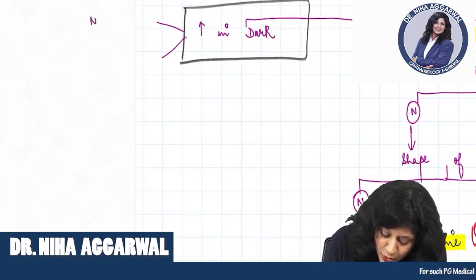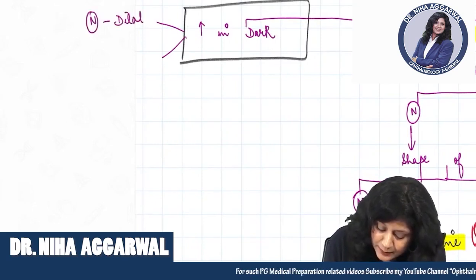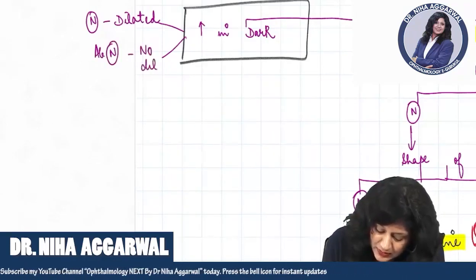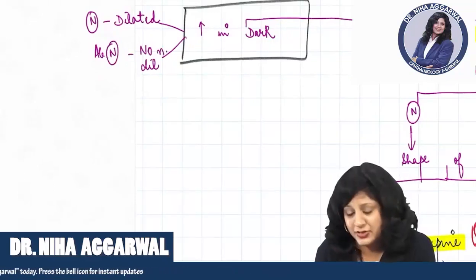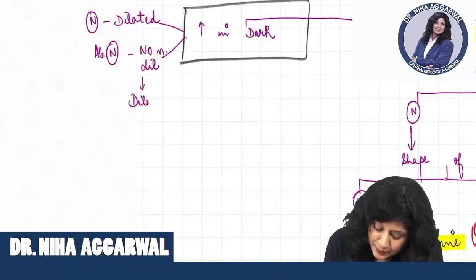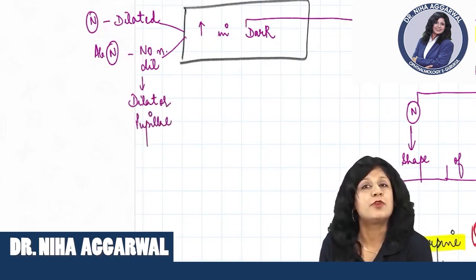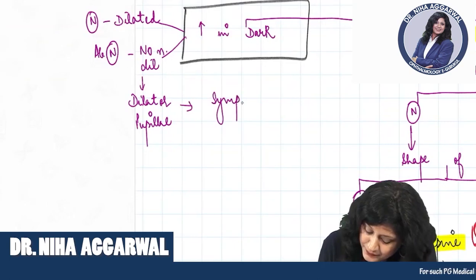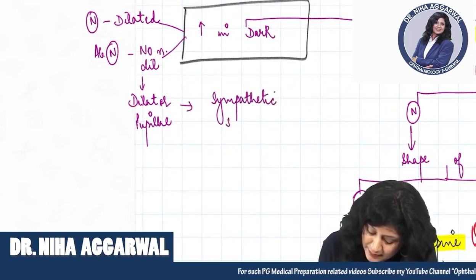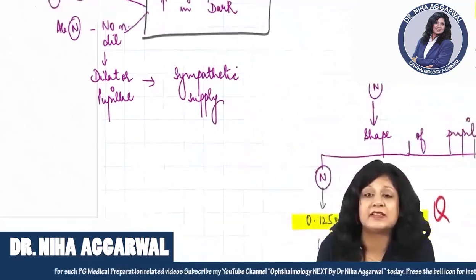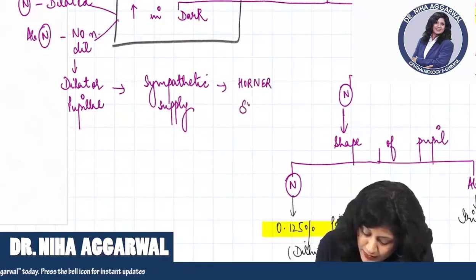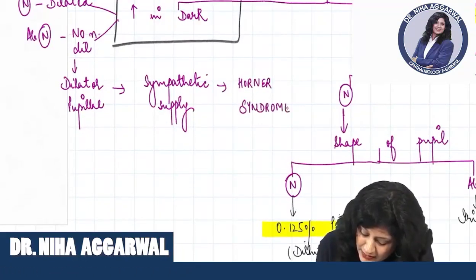That means the normal pupil is dilating, but the abnormal one is showing no dilatation. Now, abnormal is not showing any dilatation, that means the problem will be in the dilator pupillae. What is the dilator pupillae muscle? It is the muscle responsible for the dilatation of the pupil, and this is supplied by the sympathetic supply. This sympathetic supply is inhibited, paralyzed, in Horner syndrome. Therefore, in this person, we are suspecting Horner syndrome.